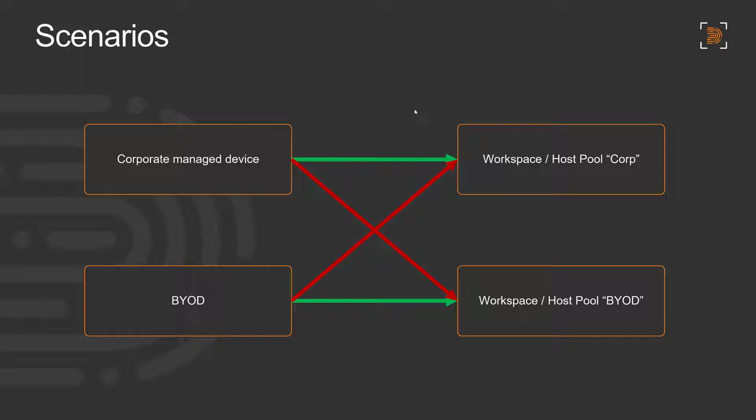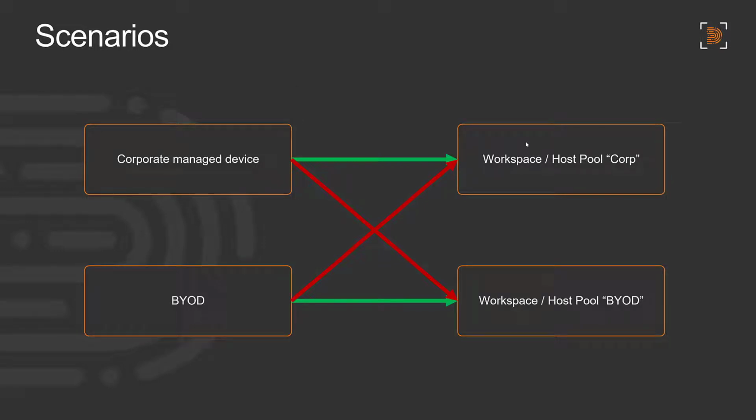The corporate managed devices should only have access to resources that are in a workspace or host pool named Corp, and bring your own devices shall only have access to resources that are in the bring your own workspace. In this demo, we are going to take the position of the user and this way demonstrate how the controls that deviceTRUST implements are to be seen from the user's perspective.